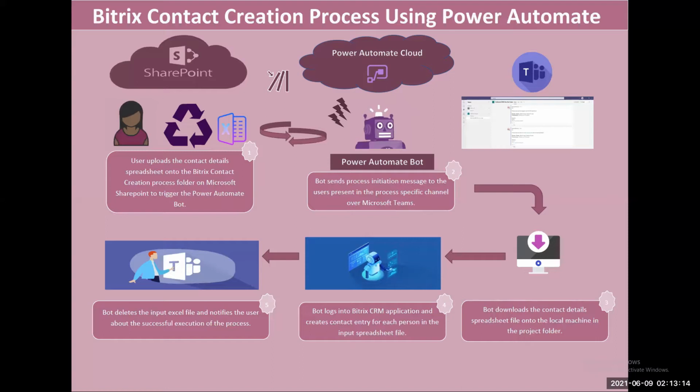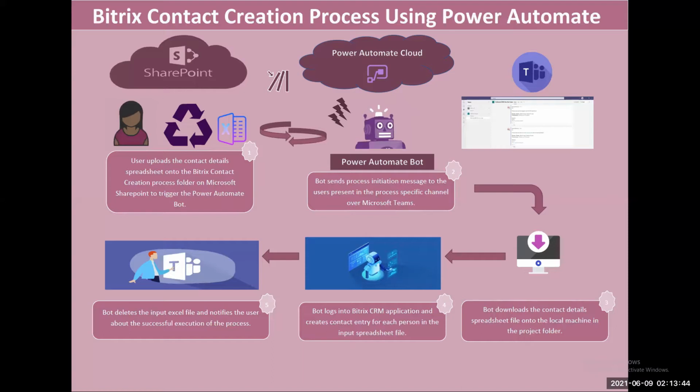Now, once the bot has downloaded the contact details spreadsheet onto the local machine, it will also have a project folder where it will be creating that file. Then the bot will simply read that file and store it in a variable. Then the bot will launch the Bitrix CRM application. In the Bitrix CRM application, we have a contact section where the bot will be creating different contact entries as per the records present in our input spreadsheet file.